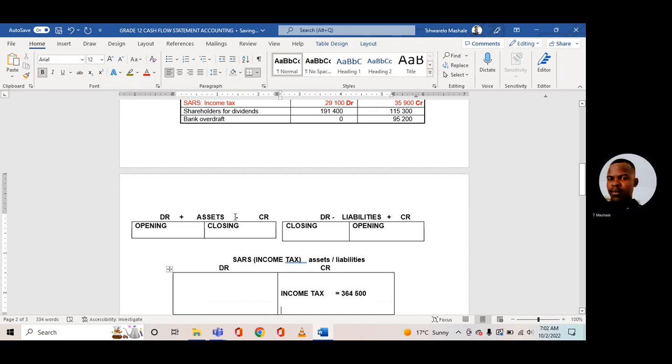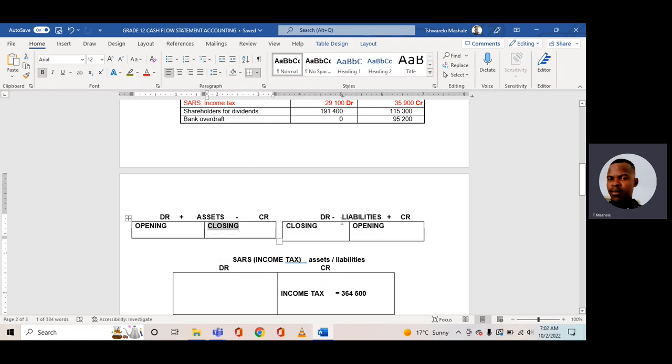So you are going to say, I'll start with the assets account. When I record my assets as a ledger account, I have a debit and I have a credit. On this debit, I have a plus. And then on this credit, I have a minus. So where I have my plus, it means I must have what? An opening. And where I have a minus, it means I have what? A closing. Therefore, with regards to the liabilities, it is the vice versa of the assets.